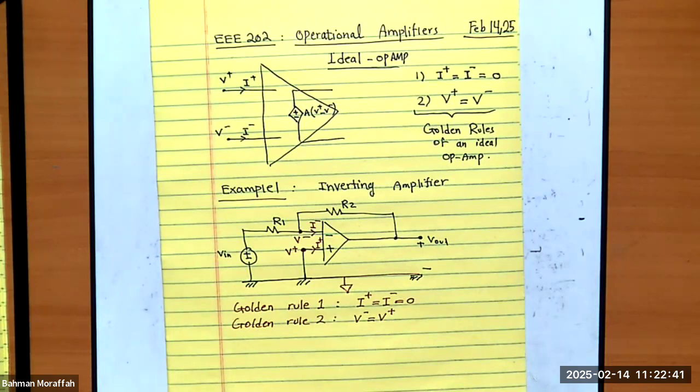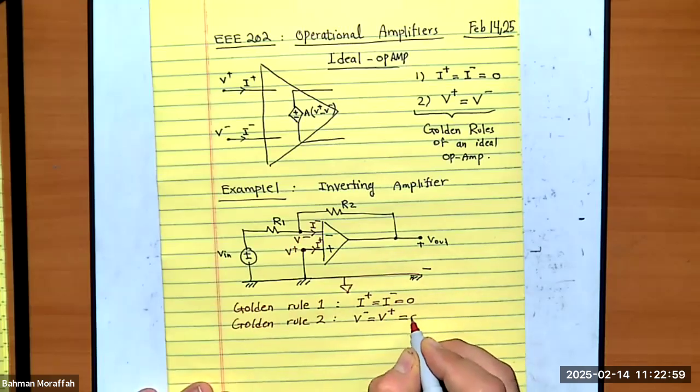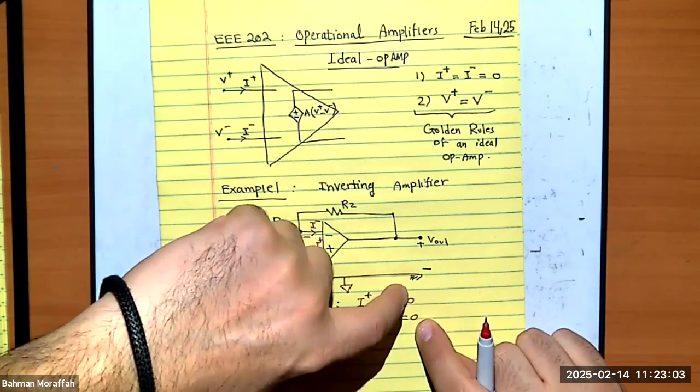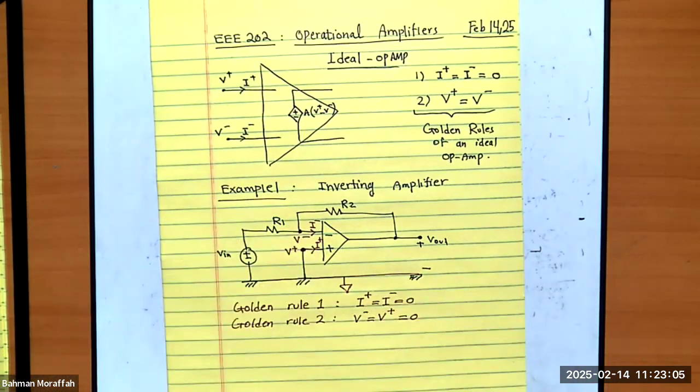But if you look at this circuit, what is the value of V positive? V positive is connected to the ground. So what is the value? It's 0. Right? So that equals 0. Keep that in mind. This 0 is different than this 0. This 0 is due to properties of the op-amp that we have. This 0 is just because this V plus is connected to the ground, right?